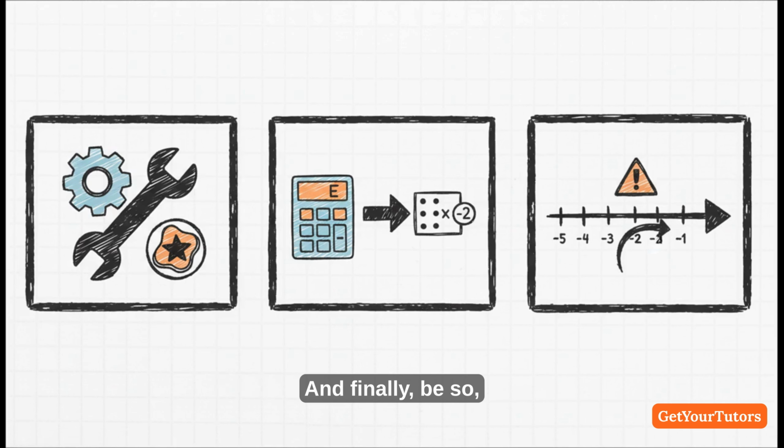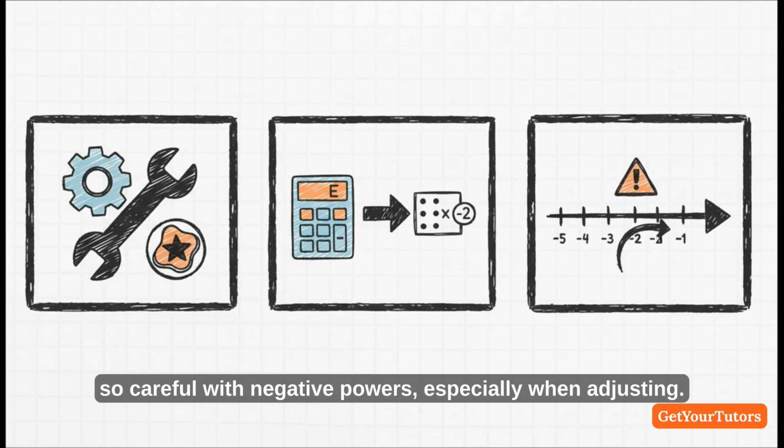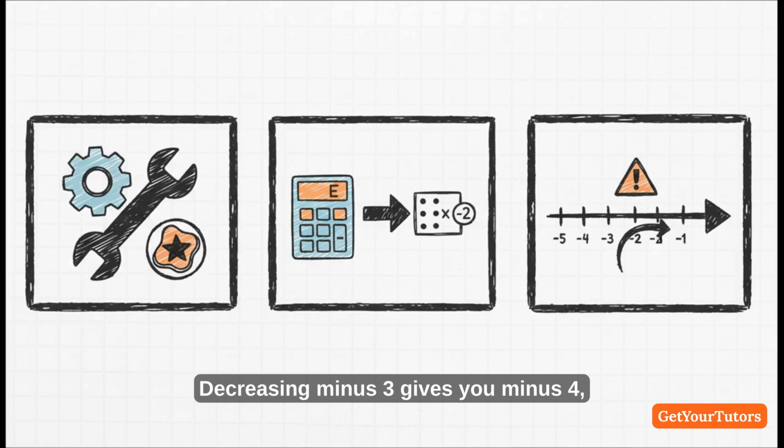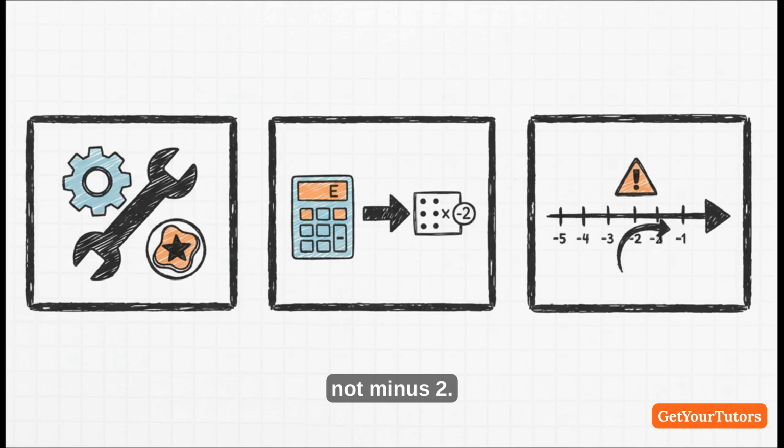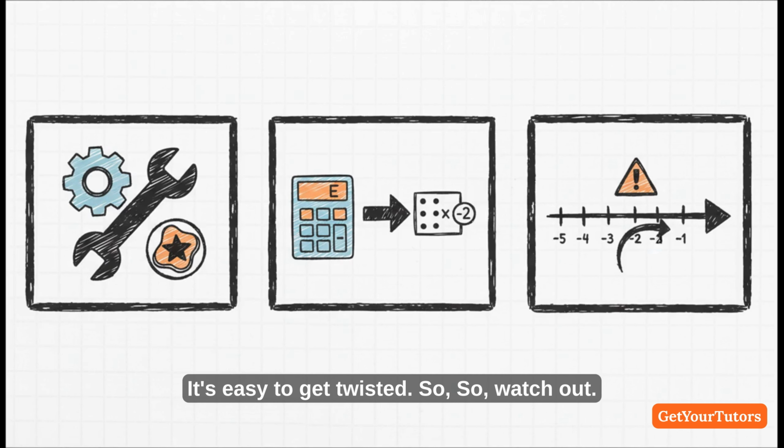And finally, be so careful with negative powers, especially when adjusting. Decreasing -3 gives you -4, not -2. It's easy to get twisted, so watch out.